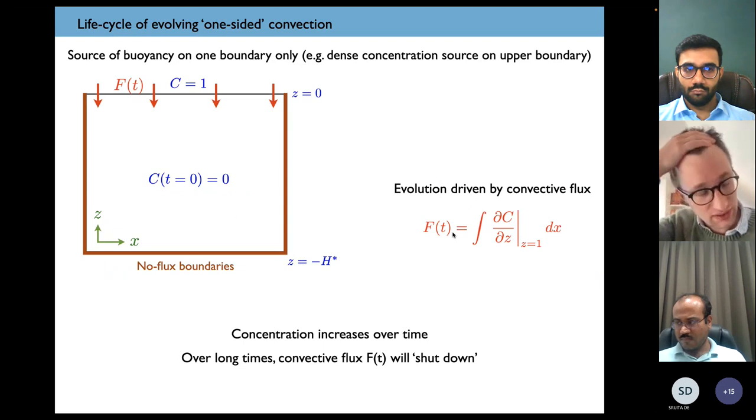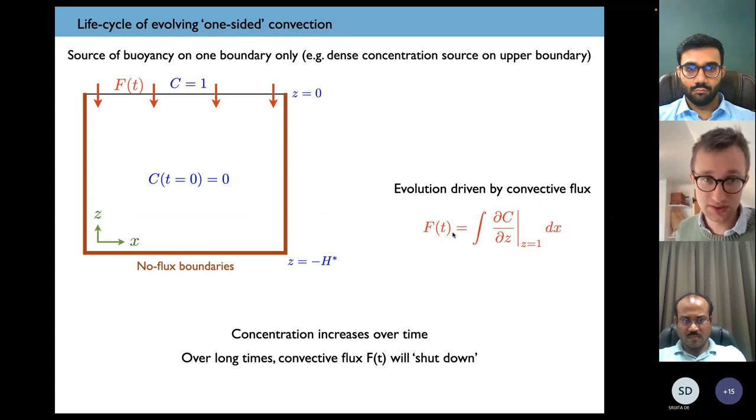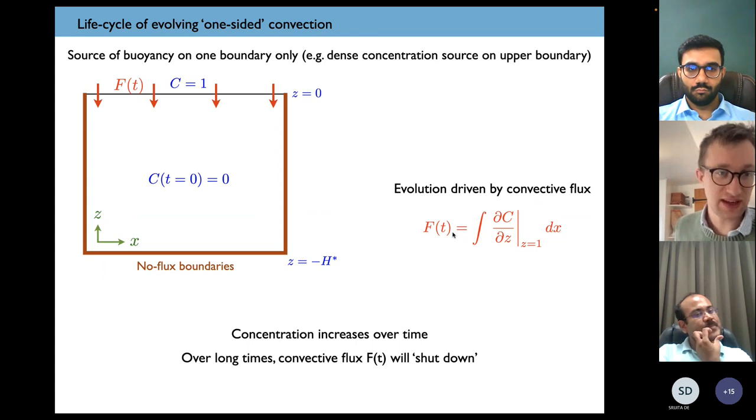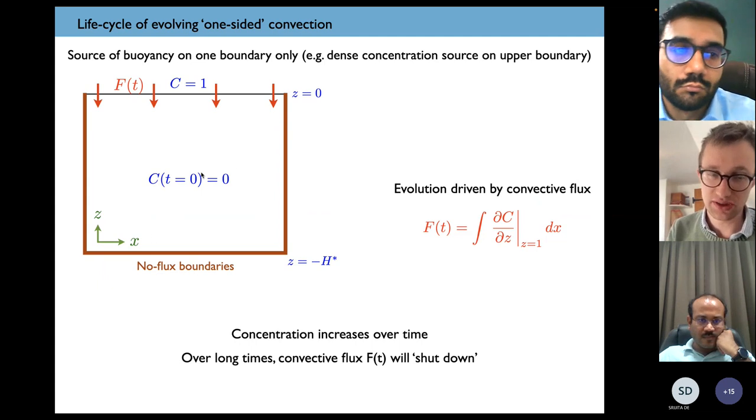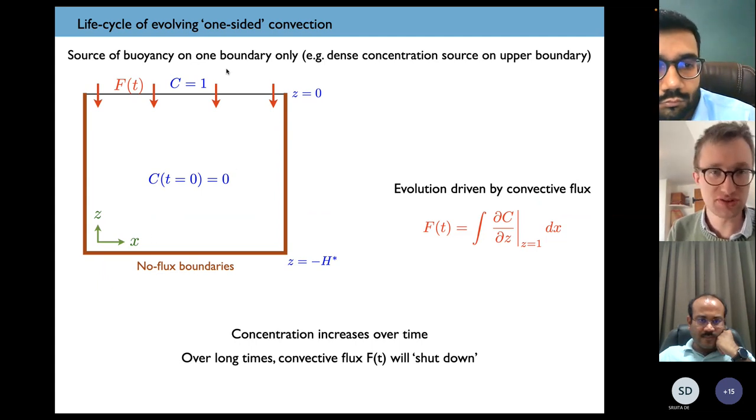Just to give you the modeling snapshot, everything's going to be two-dimensional, just for ease. And the picture is broadly as shown in this schematic. There's a box which has a no-flux boundary on three sides, that's the two sides and the bottom. And on the upper boundary, there is some imposed concentration, and the interior is initially at some much lower concentration, say zero. So suppose the imposed concentration is one and the interior is zero. The concentration is linked to the buoyancy by an equation I'll give you in a minute, which means that this is actually a dense source on the upper boundary.